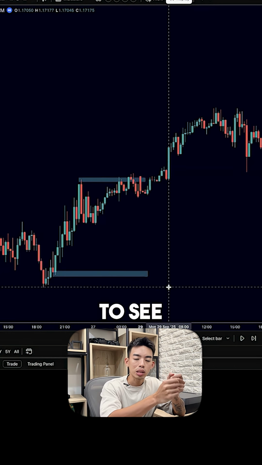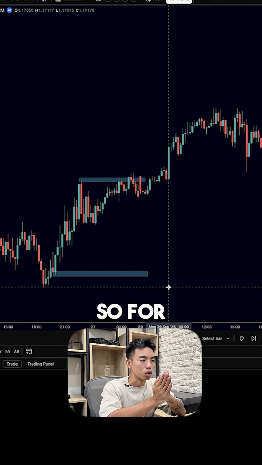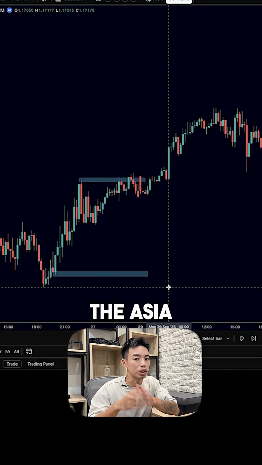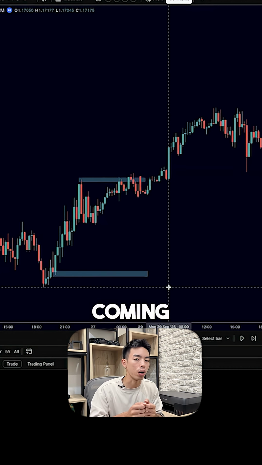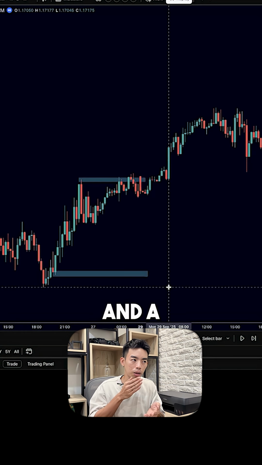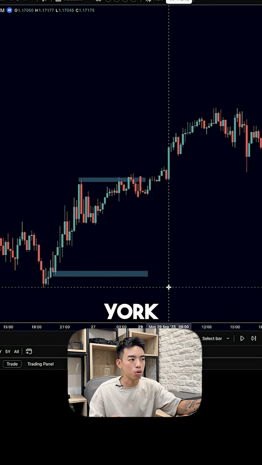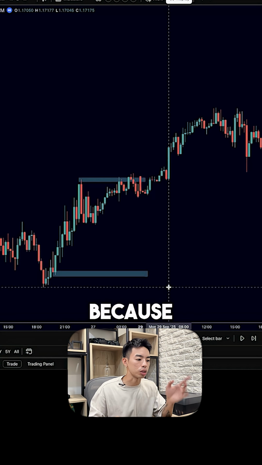Okay, what I want to see is on the next session. So for example, I have marked out the New York session. The next session would be the Asia session. I want to see power coming into the next session and a breach happening, that breach beyond either the top end of the New York session or the low end of the New York session. That's important because that shows that there are bigger players in the market.